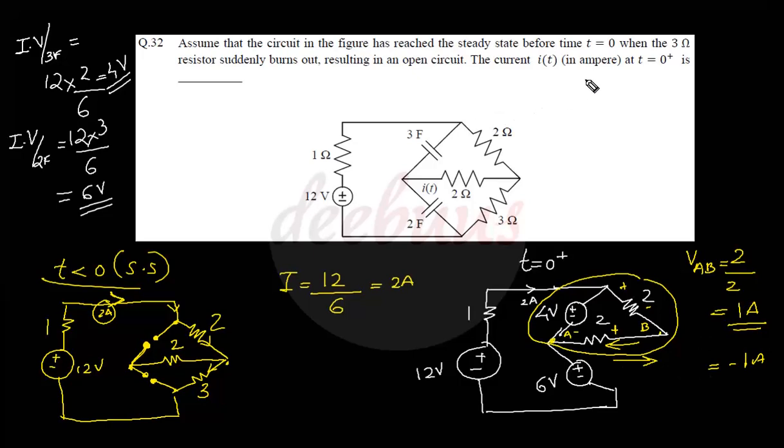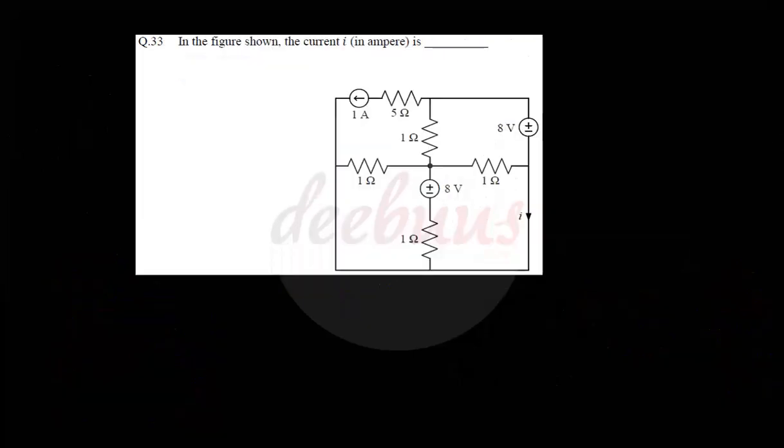But in the question there is no mention of the current direction. So as I mentioned, if it is in the left to right direction it is minus 1 ampere, and similarly from right to left it is 1 ampere. Most probably it may be from left to right, so the answer may be minus 1 ampere. So now we can check the third question.